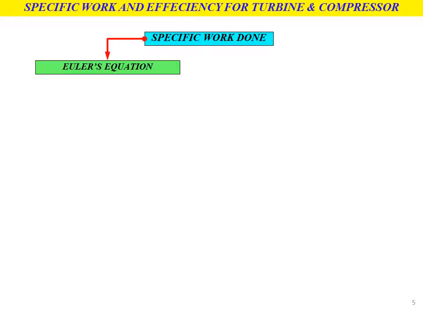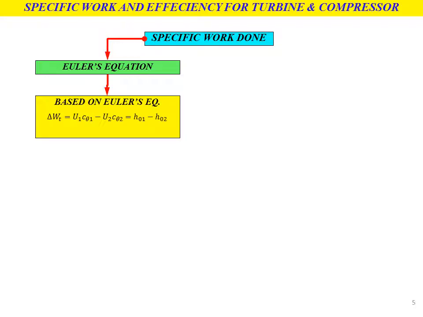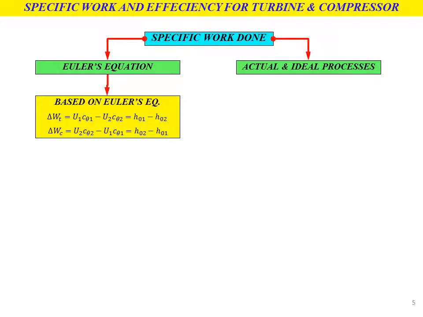Okay, specific work done. If we base it on the Euler equation, we get the formula for work output for the turbine, delta Wt equal to U1 C theta 1 minus U2 C theta 2, equal to H01 minus H02. However, for the compressor, the work input equals delta Wc equal to U2 C theta 2 minus U1 C theta 1, equal to H02 minus H01.